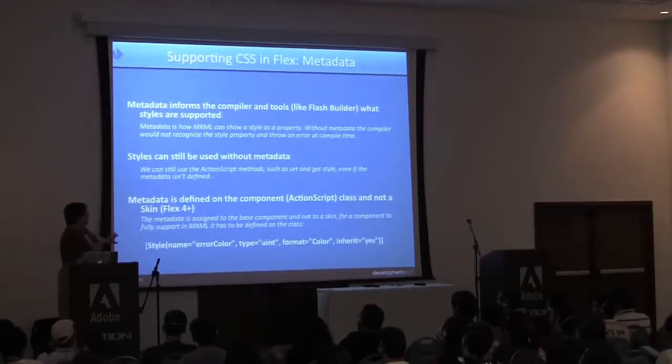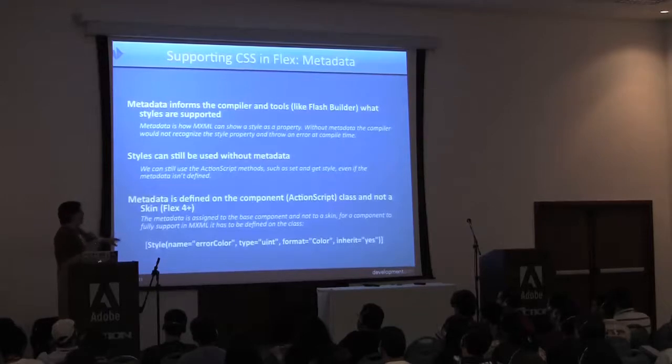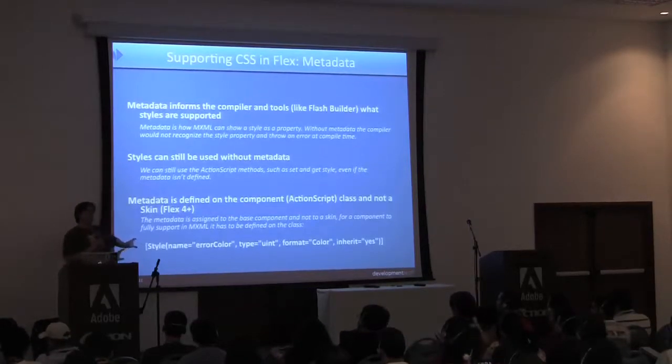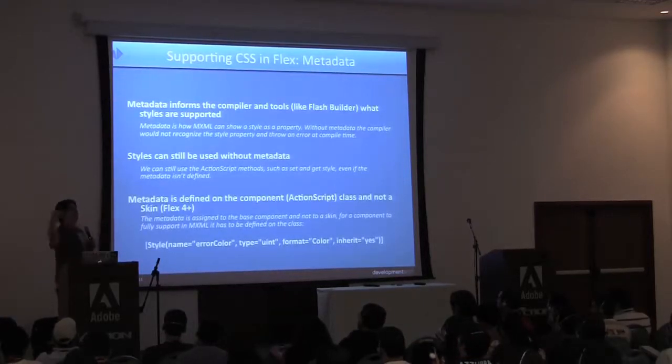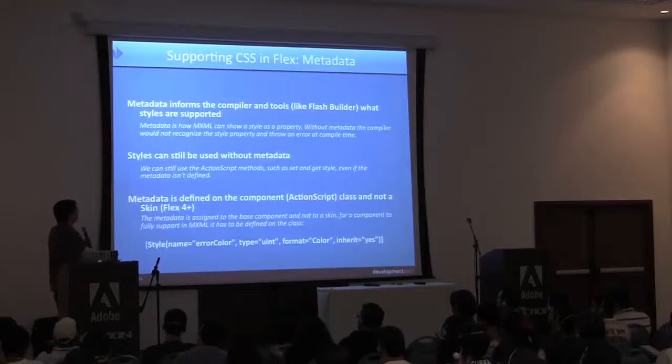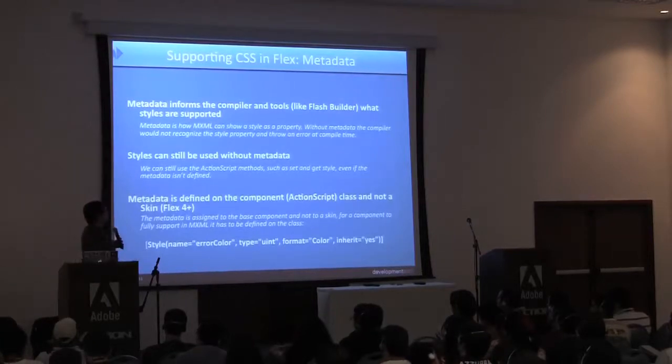Now, this doesn't mean that without the metadata we can't use styles. We can still use set style and it will still get applied, but what we can't do is use it in MXML. This piece of code is the key thing for MXML, letting it know that this is a style and how to treat it at compile time. So that's really important. Metadata is really critical in this experience.